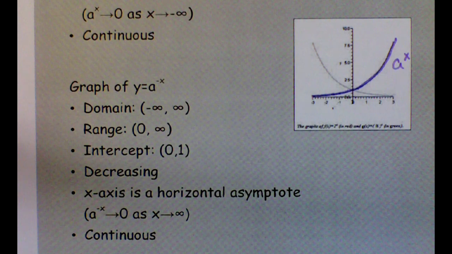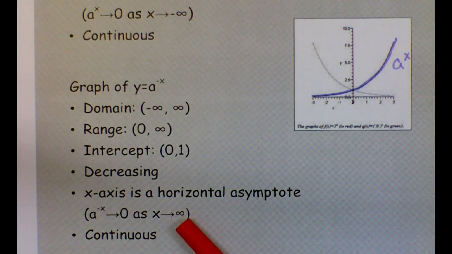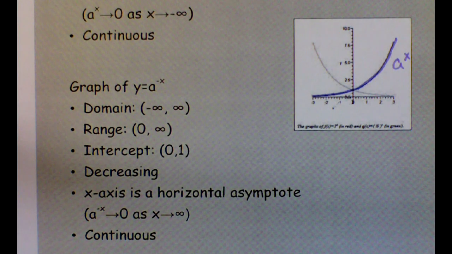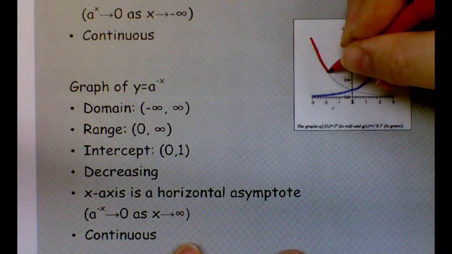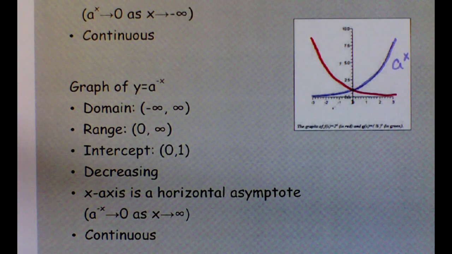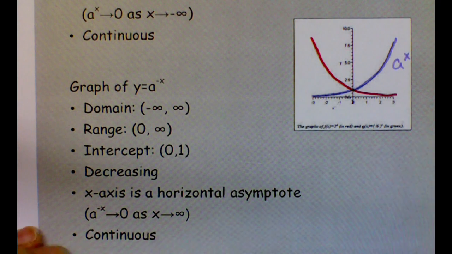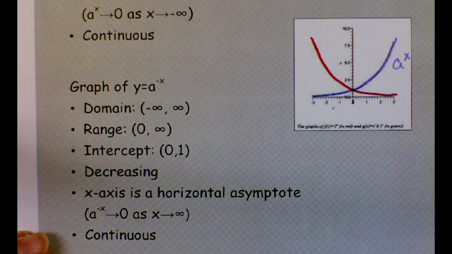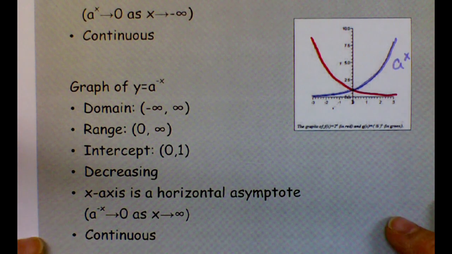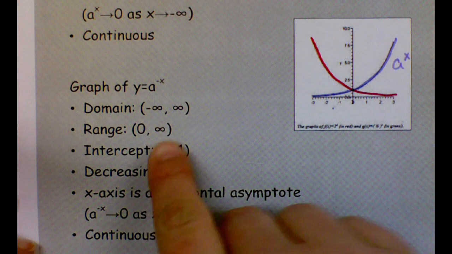Anytime we have a negative power, the domain is still negative to positive infinity. The range is still 0 to infinity. The intercept is still 0, 1. The only difference here, it is decreasing. And this one, as x approaches positive infinity, the function approaches 0. And it is still continuous. That is this one that's going down over here. Every single time, no matter what the base is, no matter what x is, that's the same every time. It'll always have the intercept of 0, 1.